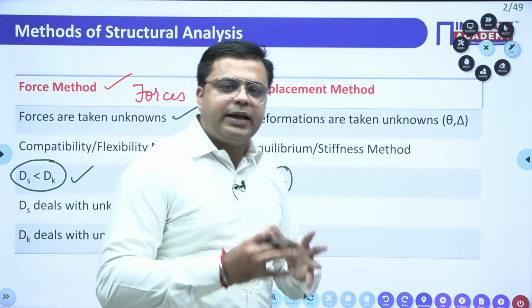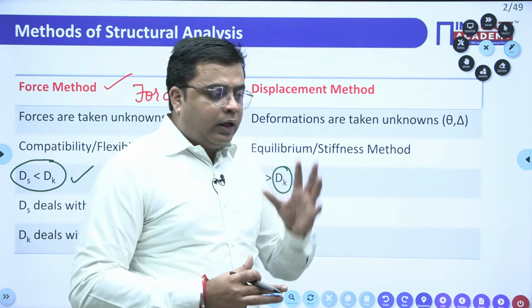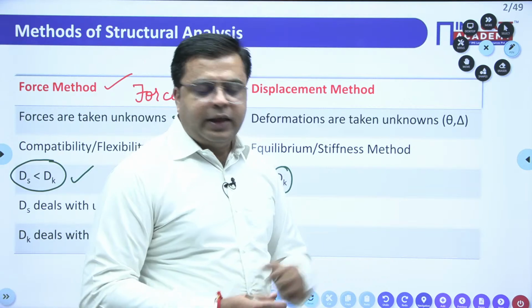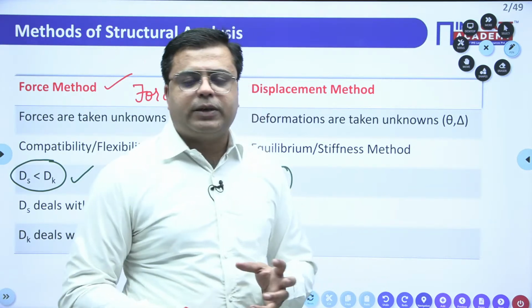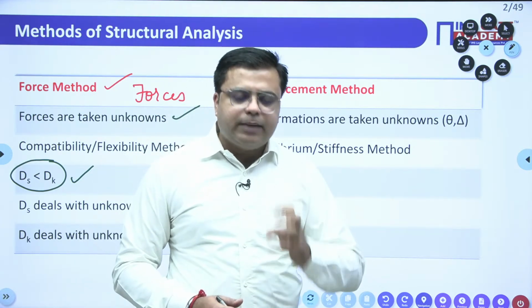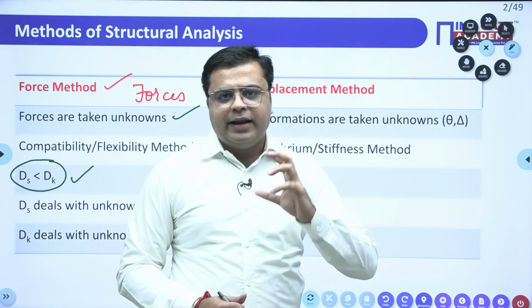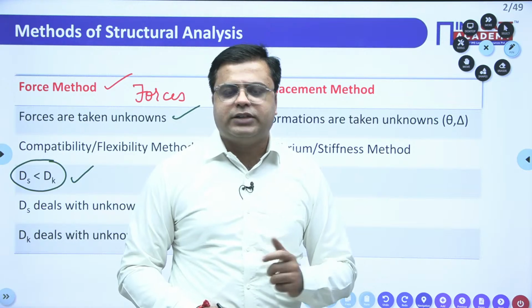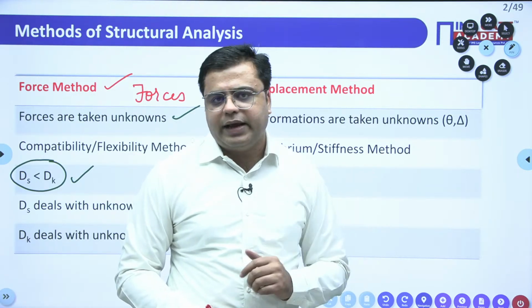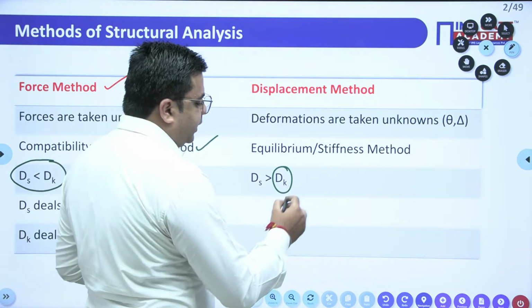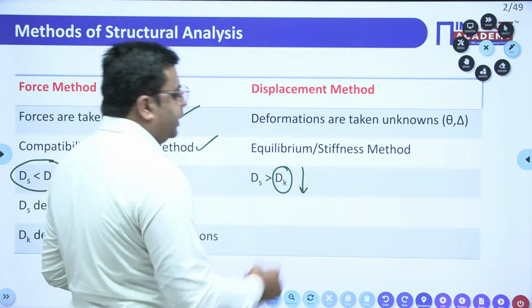Degree of kinematic indeterminacy tells us how many unknown deformations are present in the system. If the number of unknown deformations present in the system is less, fewer equations are utilized to determine these unknown deformations, and after determining them, we can determine the unknown reactions or unknown forces of the system. So for displacement method, your dk has to be less than ds.